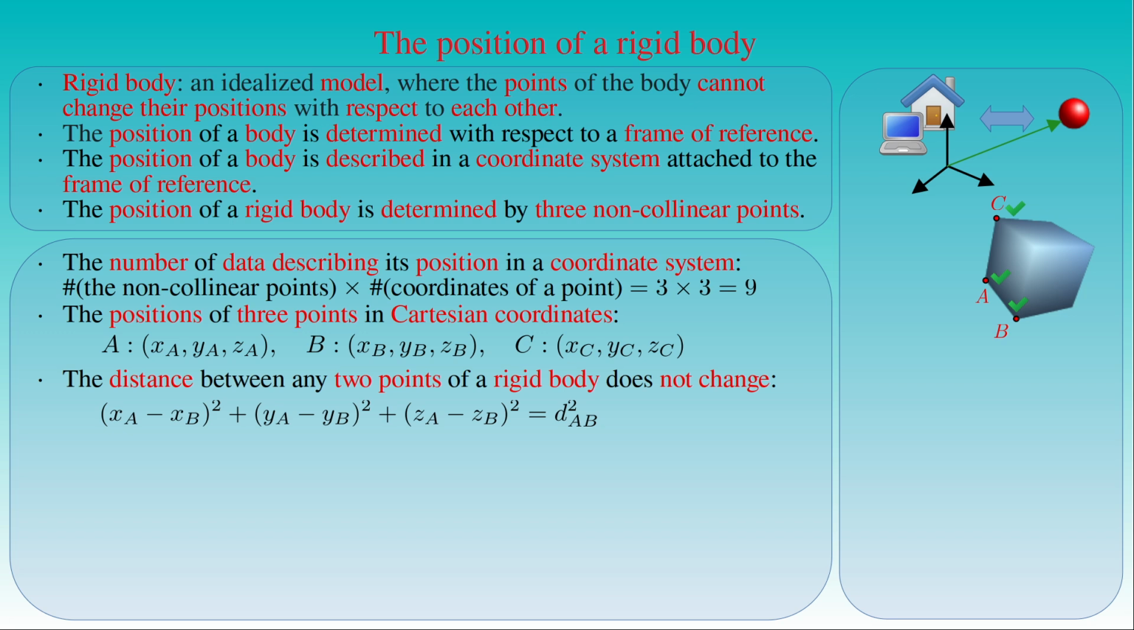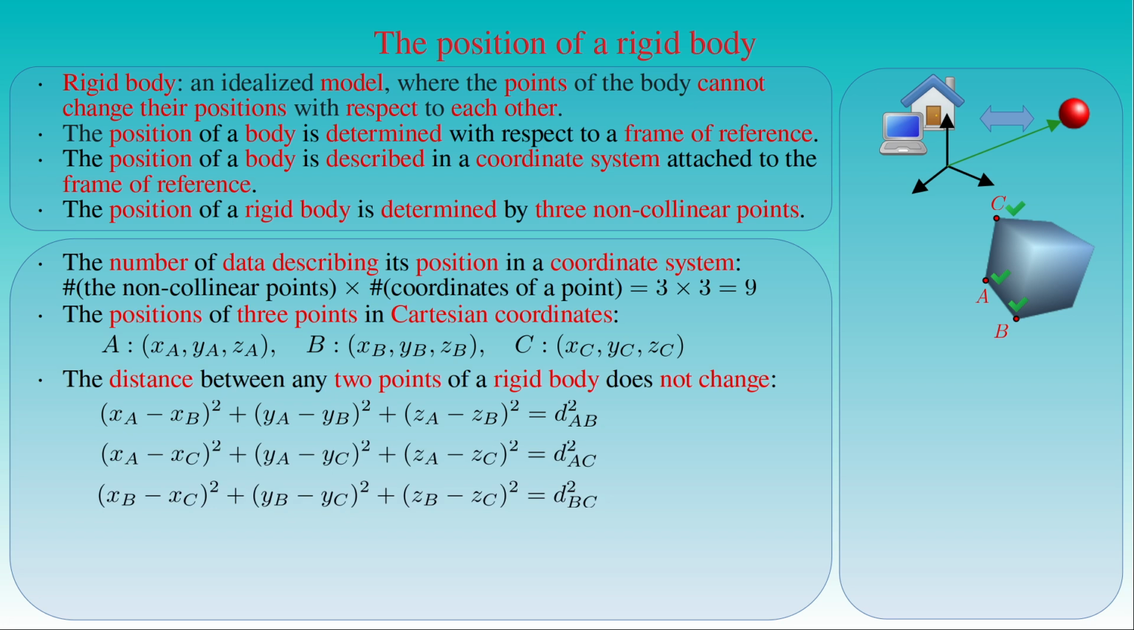We have 2 other equations for the point pairs A and C, and the point pairs B and C as well. The distances between the point pairs on the right-hand side of the equations are constants, whereas the coordinates of the points are functions of time for a moving body. By virtue of these 3 relations between the Cartesian coordinates, from the 9 data describing the position of a rigid body only 6 are independent. Therefore, the instantaneous position of a rigid body performing an arbitrary motion is determined by 6 independent data.